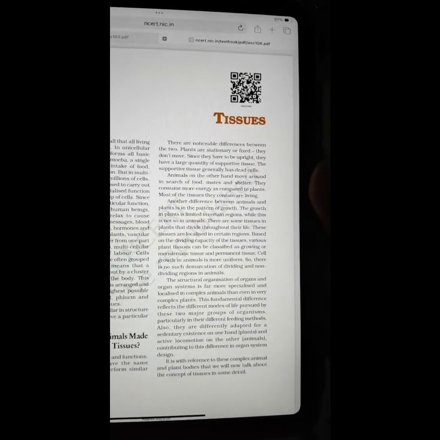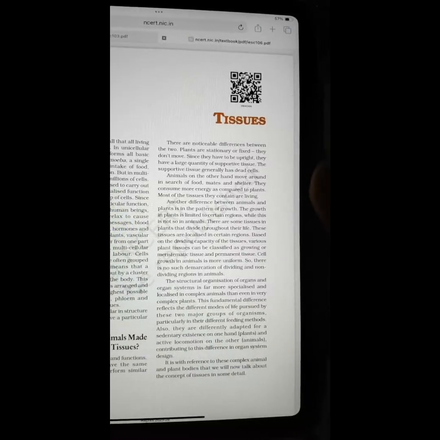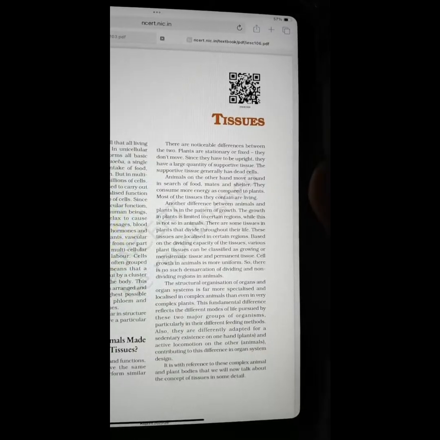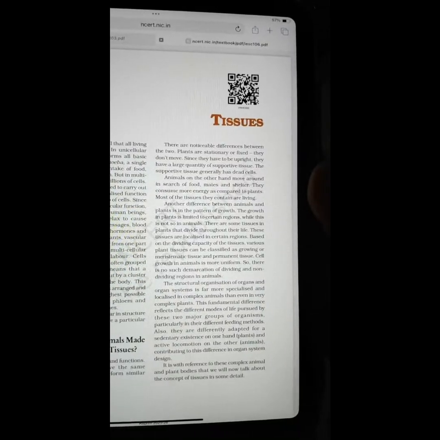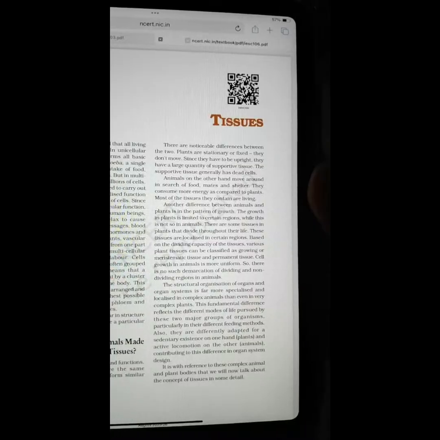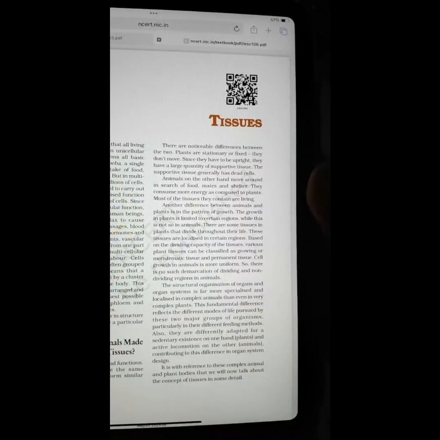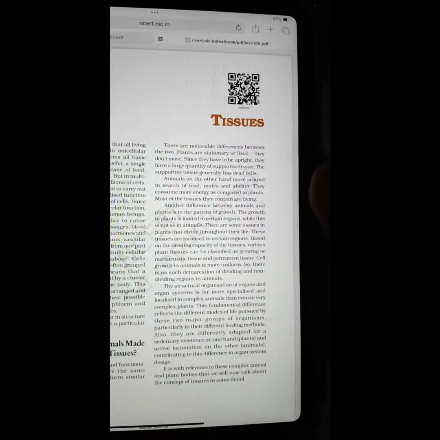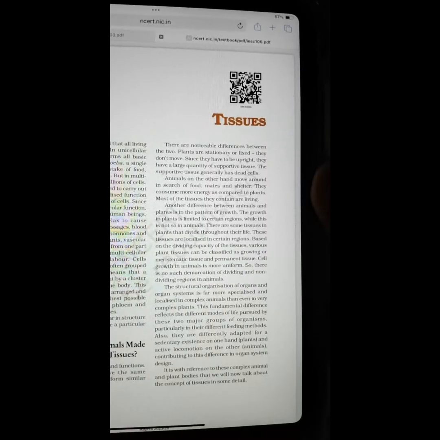Plants are stationary or fixed, they do not move. Since they have to be upright, they have a large quantity of supportive tissue. The supportive tissue generally has dead cells. Animals, on the other hand, move around in search of food, mates, and shelter. They consume more energy as compared to plants. Most of the tissues they contain are living.